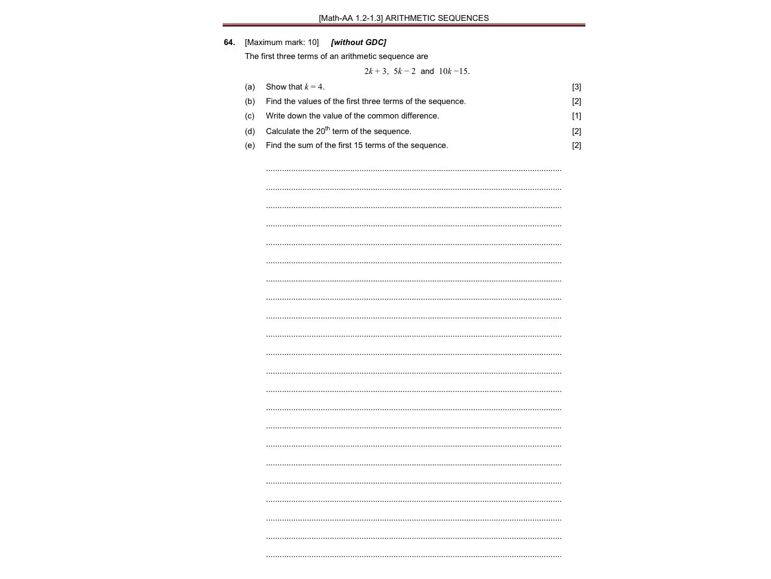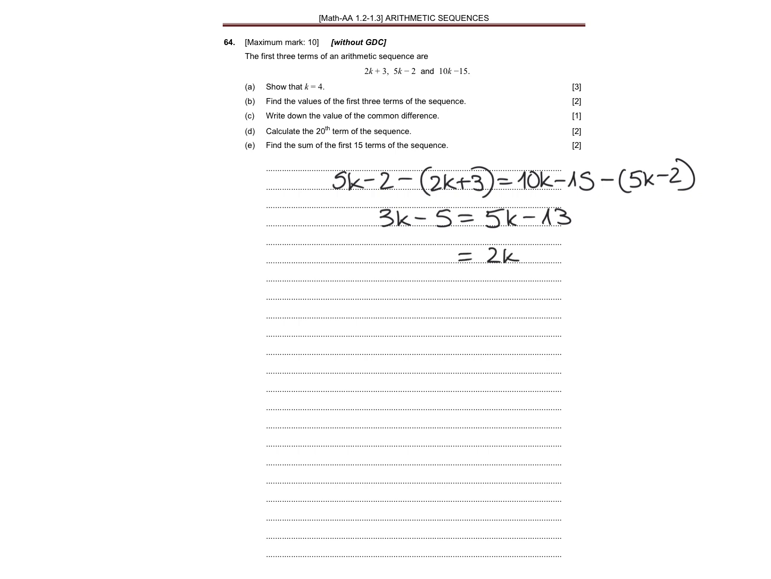All right, 64. The first 3 terms of an arithmetic sequence are that. Show k is 4, so we have to do 5k minus 2. So u2 minus u1 should equal u3 minus u2. So 5k minus 2k is 3k, -2 minus 3, -5. 10k minus 5k, -15 minus -2 is -13. So we'll subtract 3k, add 13. So k should be 4.